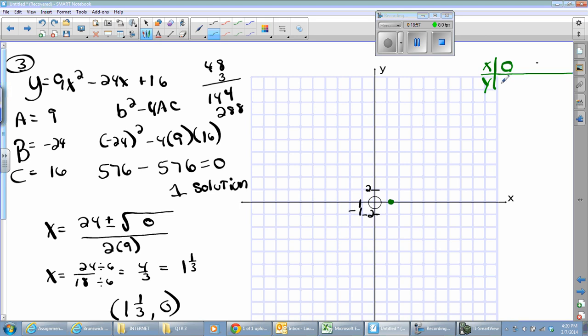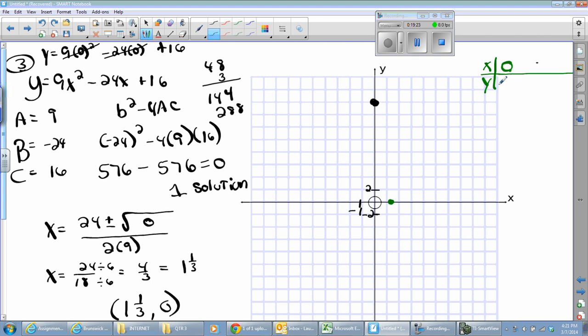So when I put 0 in, I get 16 out, right? I'll get y equals 9 times 0 squared. Well, that's just 0. That's gone. Minus 24 times 0. Well, that's 0, plus 16. So 0 plus 0 plus 16 is 16. So I'm going to go 2, 4, 6, 8, 10, 12, 14, 16, so right there.